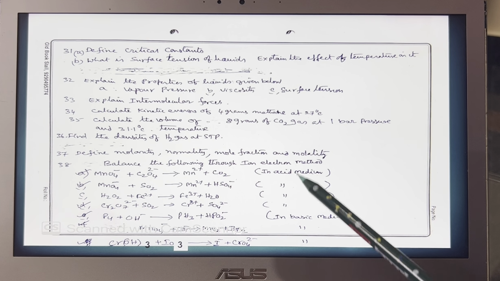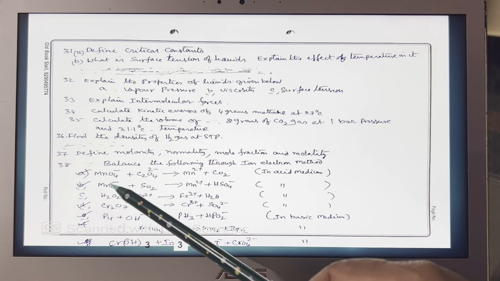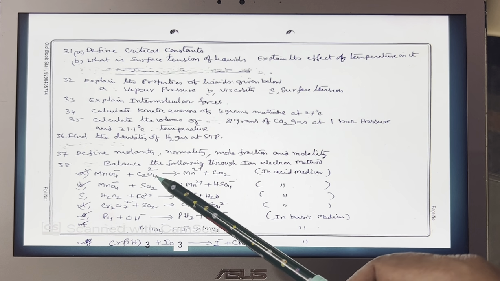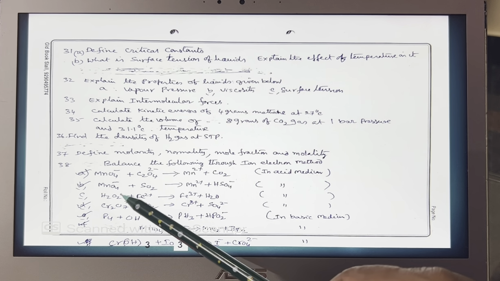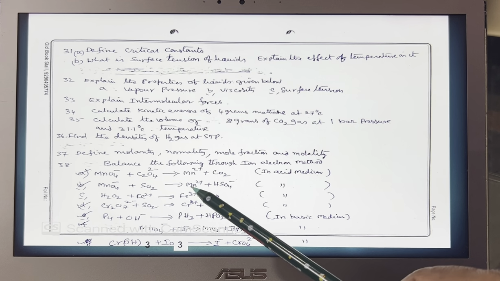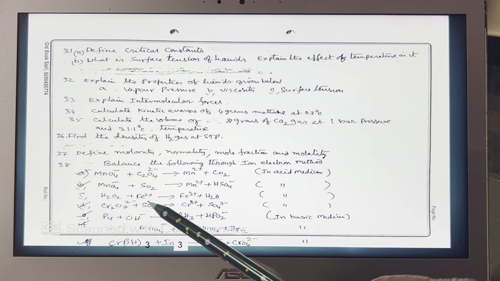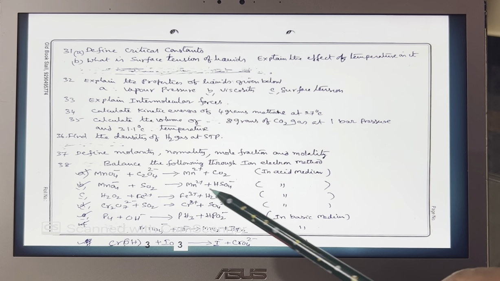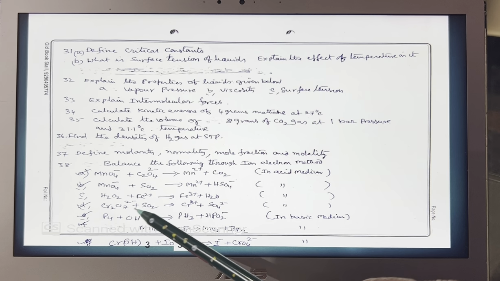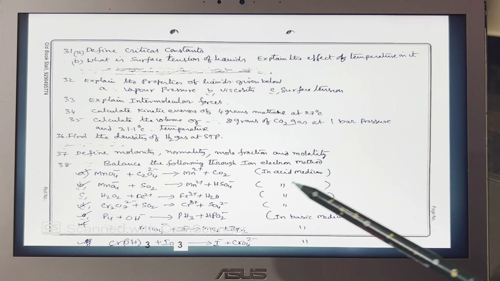These four are acid medium, these three are in basic medium. MnO4 minus plus C2O4 2 minus gives rise to Mn2 plus CO2. MnO4 minus plus SO2 gives rise to Mn2 plus HSO4 minus. H2O2 plus Fe2 plus gives rise to Fe3 plus H2O. Cr2O7 2 minus plus SO2 gives rise to Cr3 plus SO4 2 minus.